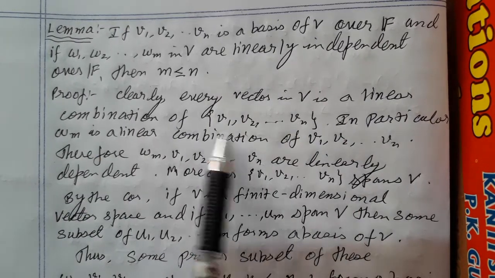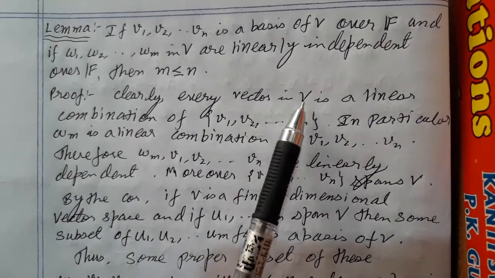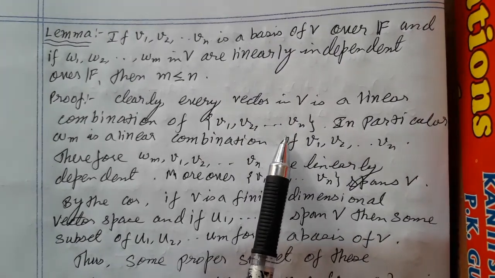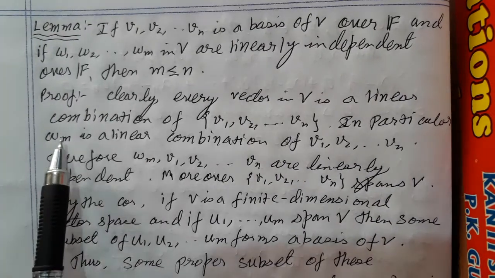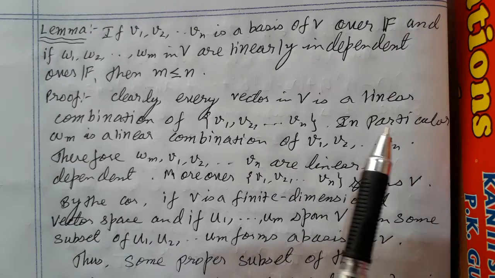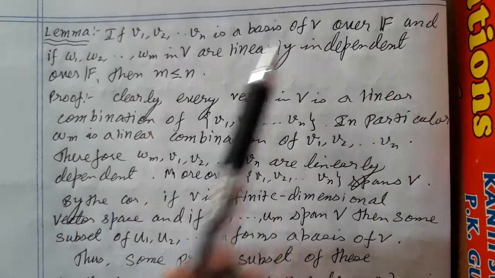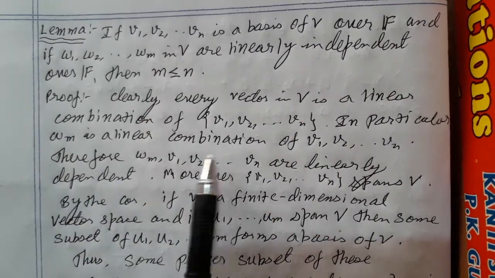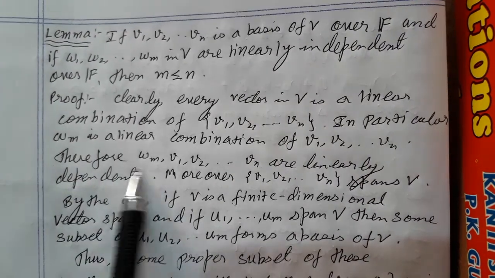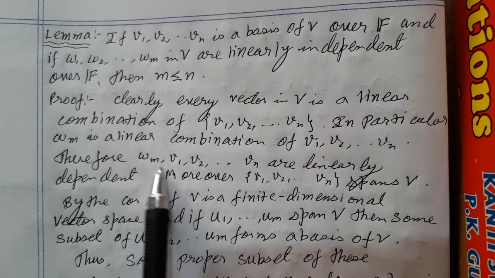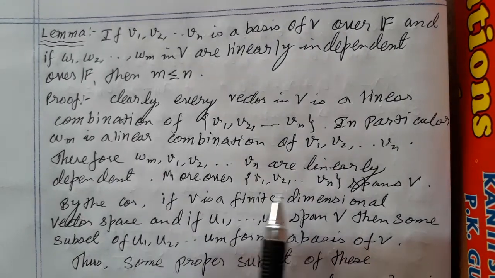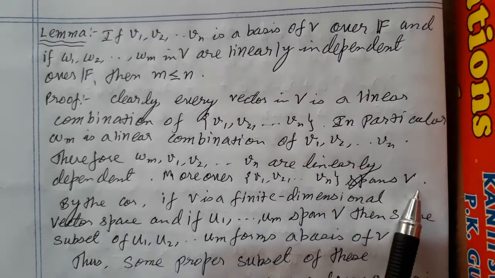We know, because this is our basis, that every vector in V can be written as a linear combination of its elements. In particular, wm is also an element of V, so it will also be a linear combination of these vectors. So if I take this set, then this set will be linearly dependent. Moreover, these are the vectors which span V.